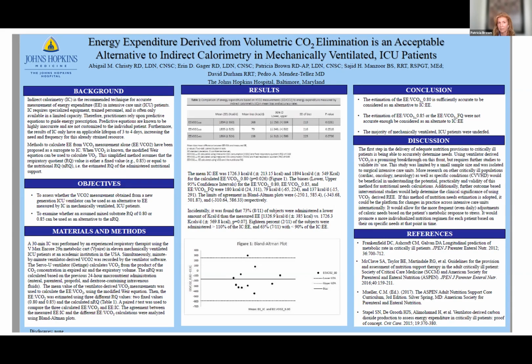If you look back at the reference from the previous study, you'll find that really anything between about 0.79 and maybe almost 0.89, anything you use RQ-wise in that range, is going to be pretty accurate and pretty close to indirect calorimetry, and likely more accurate than the predictive equations.